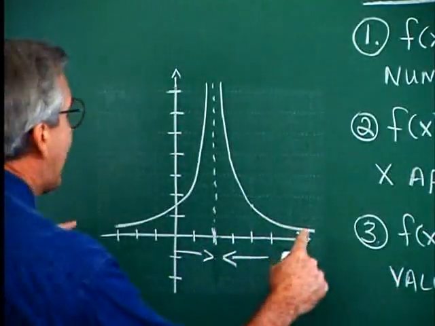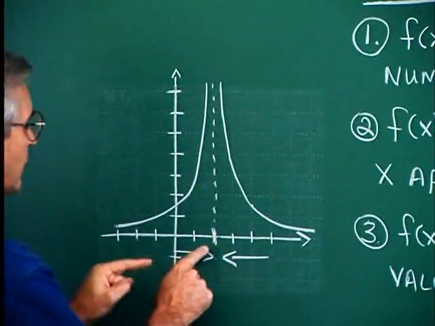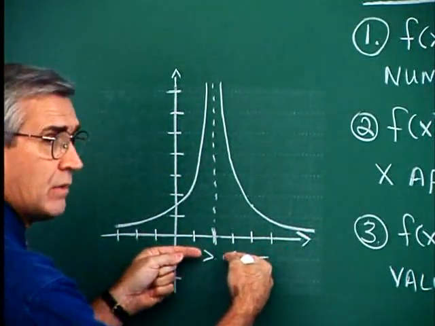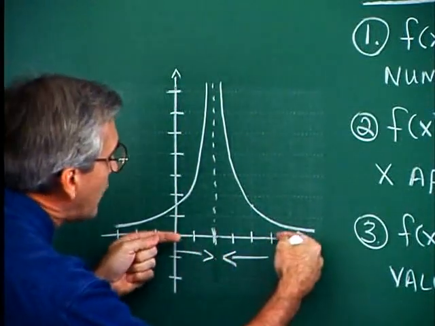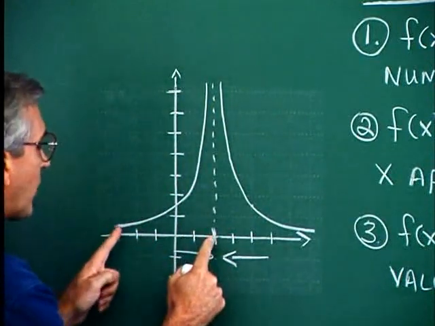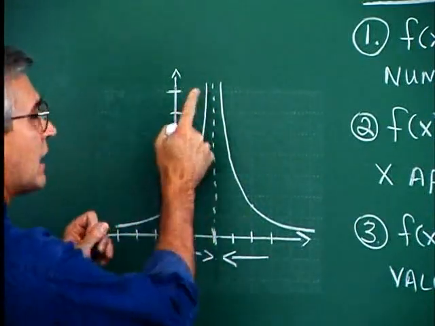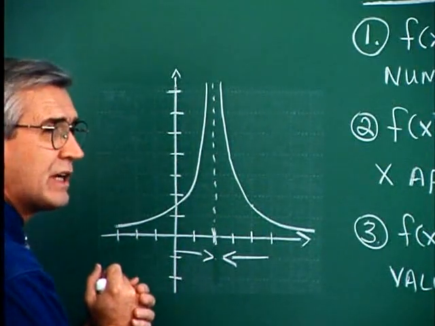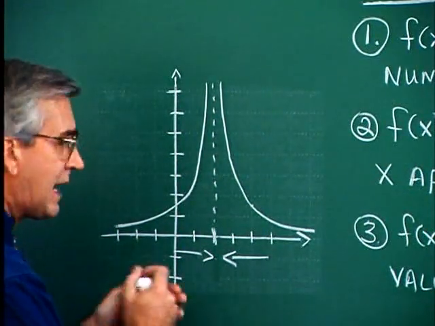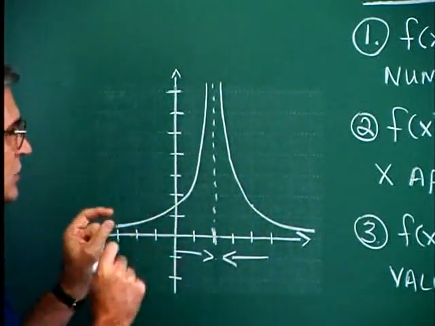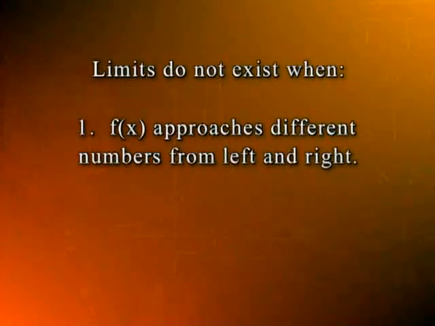Here we have a graph with an asymptote, and let's say that this is our target point. Notice that when we approach the target point from both sides, as we approach from the right, f of x is going up without bound. As we approach from the left, f of x is going up without bound. So the function is approaching infinity as x approaches our target point. And that's another situation where the limit does not exist.